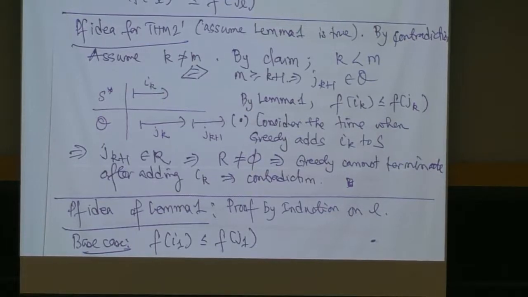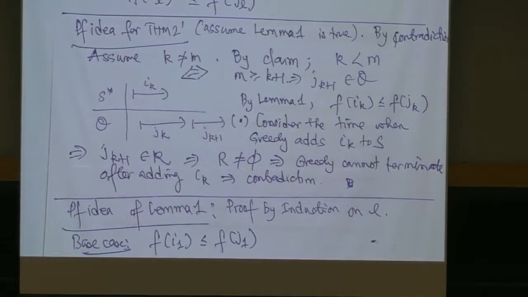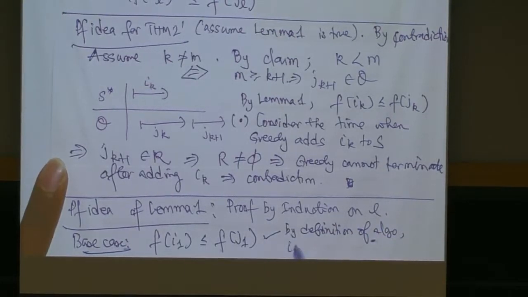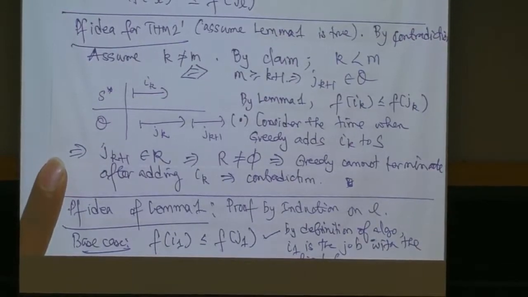Because by definition of the algorithm, we would have picked on the first iteration the thing that finishes first. Right, so as Evan said, if you look at the definition of the greedy algorithm, the very first choice is going to be the job which has the earliest finish time. So this is true. By definition of the algorithm, i_1 is the job with the earliest finish time.